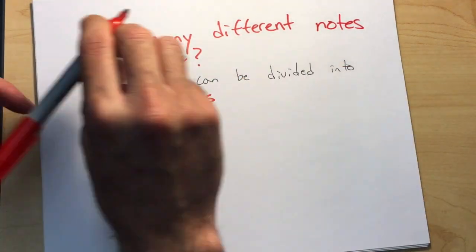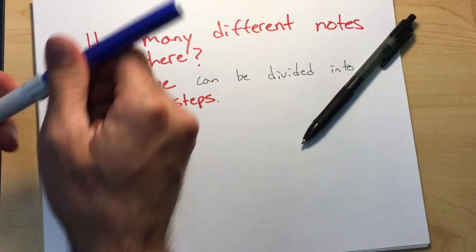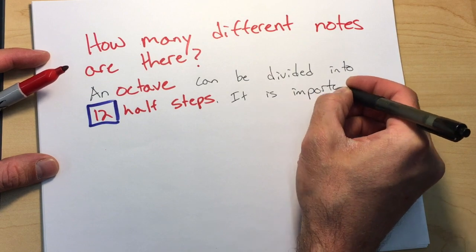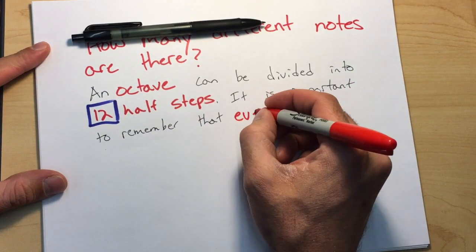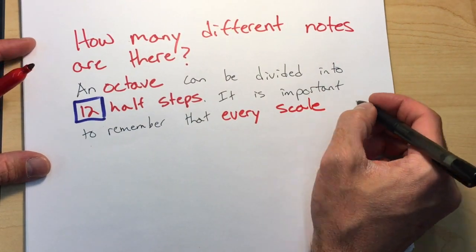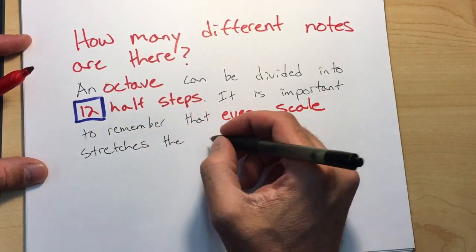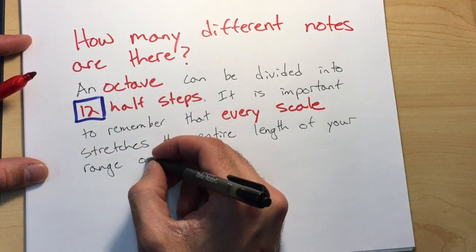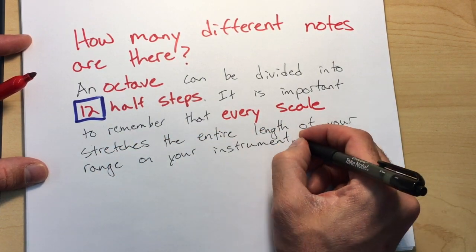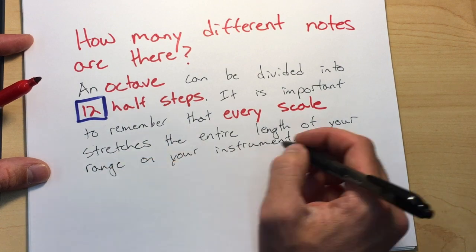So how many different notes are there? Well, here's where an octave comes into play. An octave can be divided into 12 half steps. So that means that you have 12 notes in every octave, 12 different pitches.